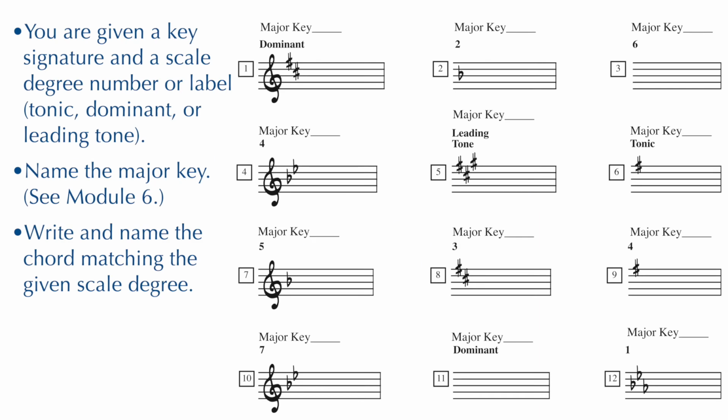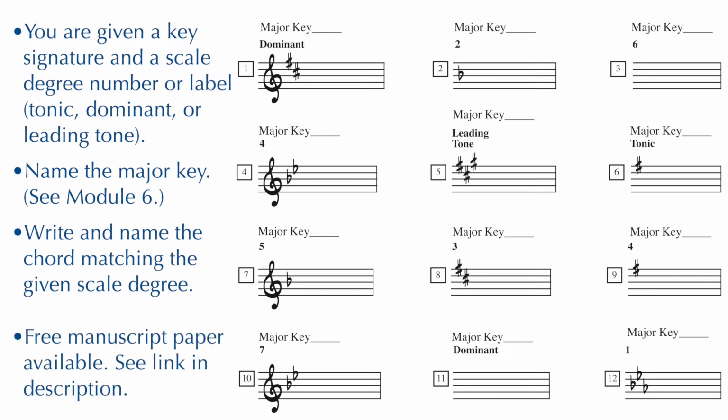On page 67, we have this major scale triad exercise 2. This time you're given a key signature and a scale degree label, either 1 through 7, or tonic for the 1 chord, dominant for the 5 chord, leading tone for the 7 chord. Your job is to name the major key, and you can review Module 6 if you need to refresh on that. Next, write the chord that corresponds with the scale degree that you're given, and then name that chord.